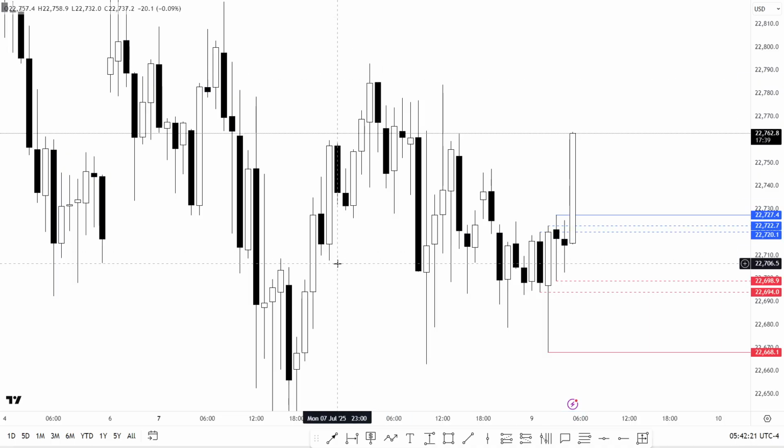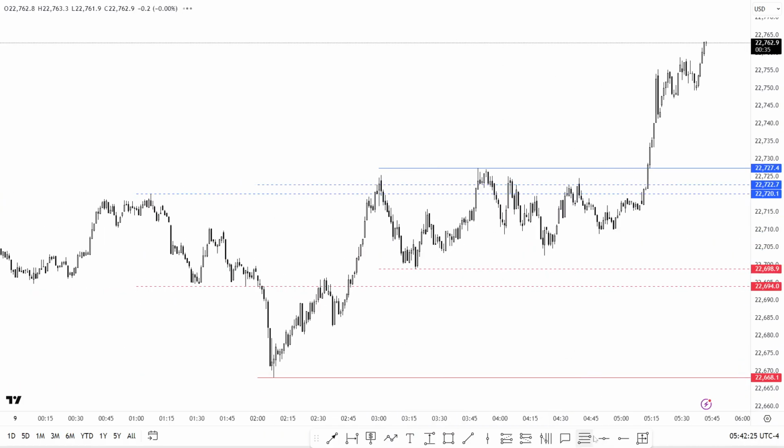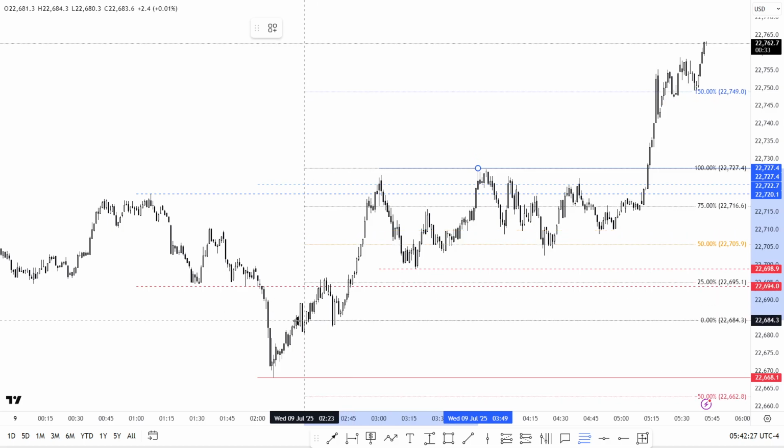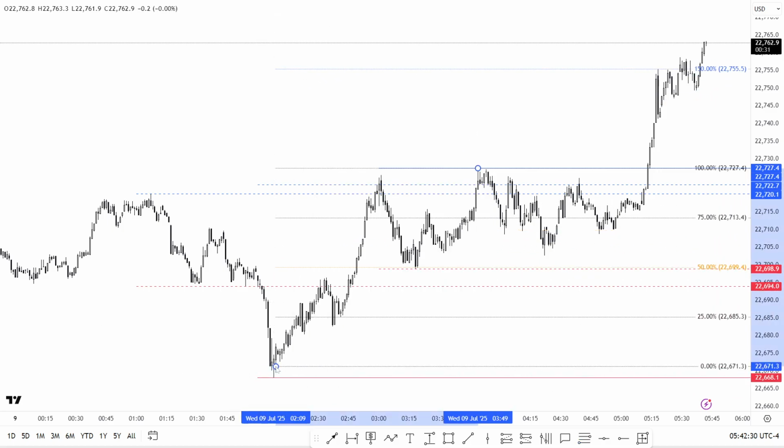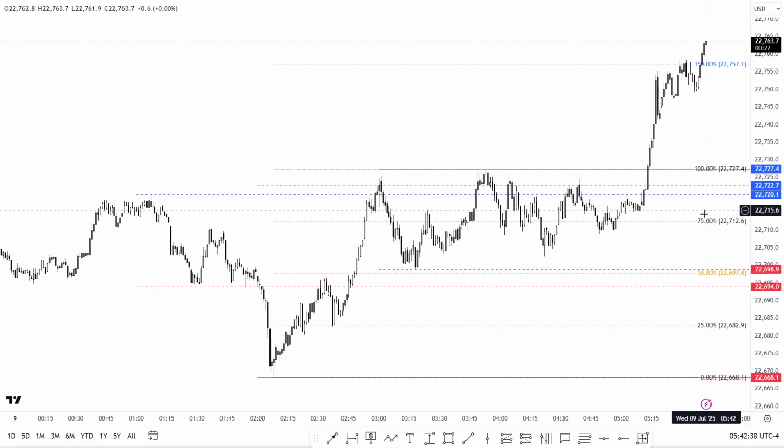We dive straight to a 1 minute chart, and from a 1 minute chart obviously we want the dealing range high to the dealing range low. There we go. So where do setups form? I told you guys yesterday they form at 25%, 50% and 75%.